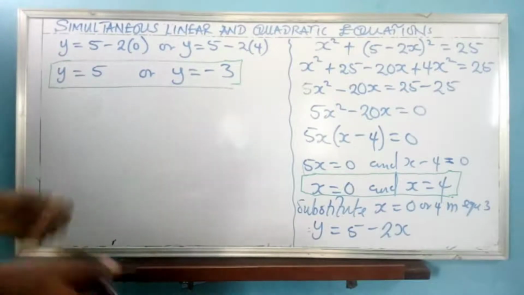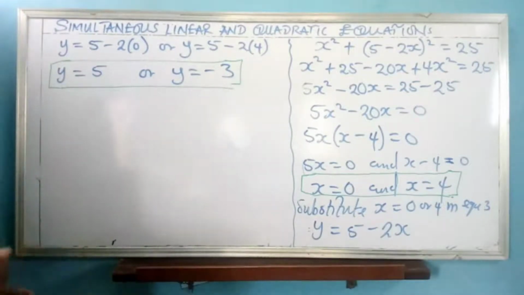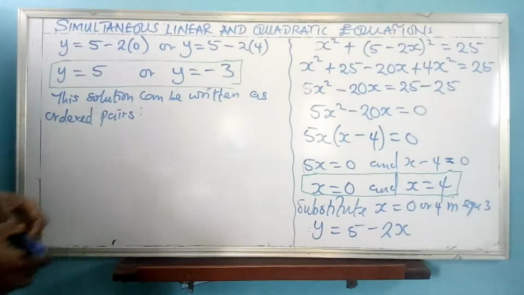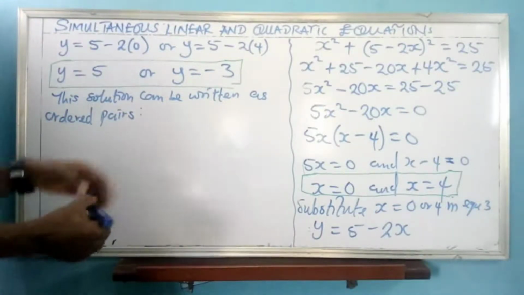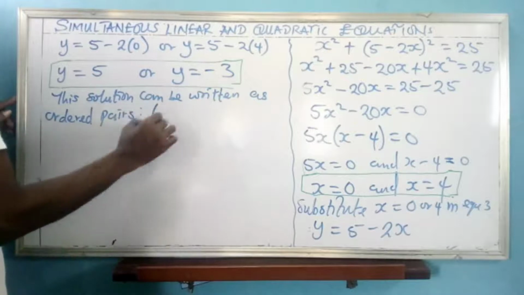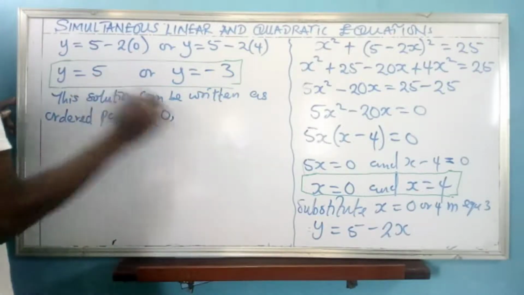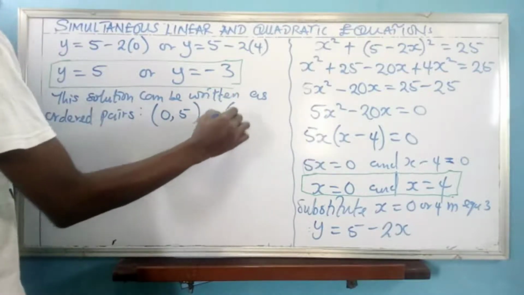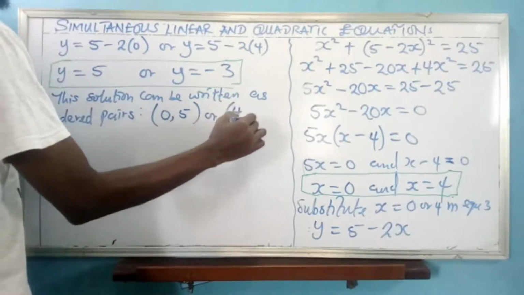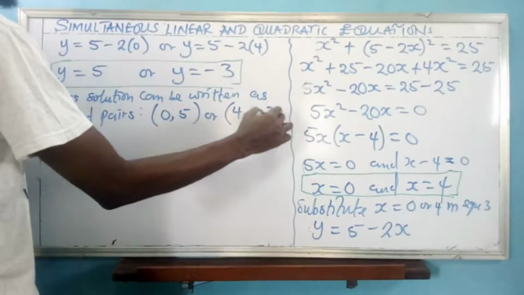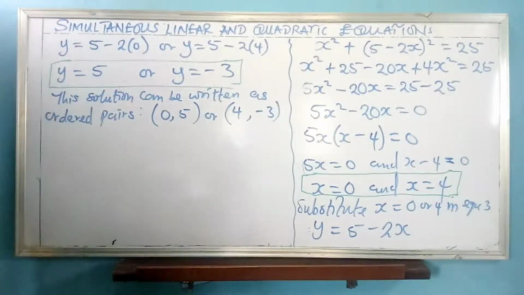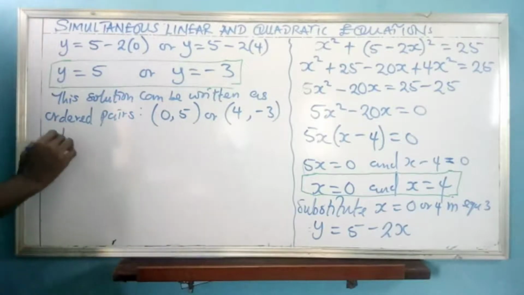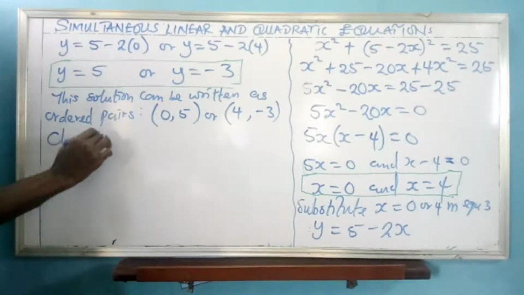How do we check it? We can even write it like a coordinate. Our solution can be written as an ordered pair, x comma y. It can be x comma y, that is 0 comma 5, or x comma y, that is 4 comma minus 3. Okay, so it can be written in that form. And I told you we can check it. Let's check quickly. Let's check in equation 1.